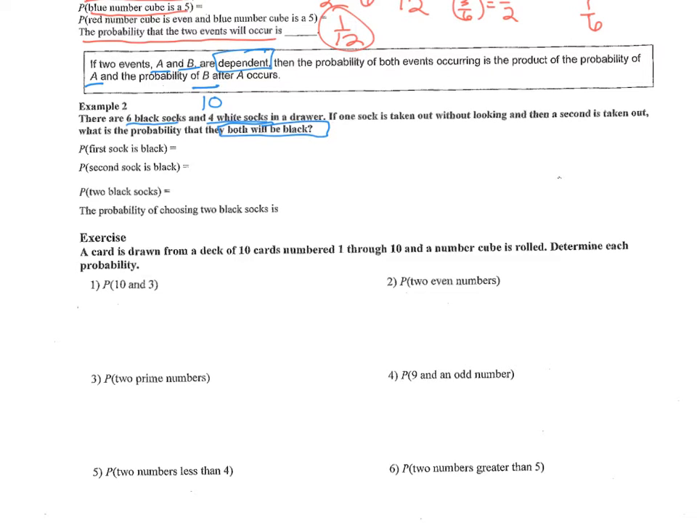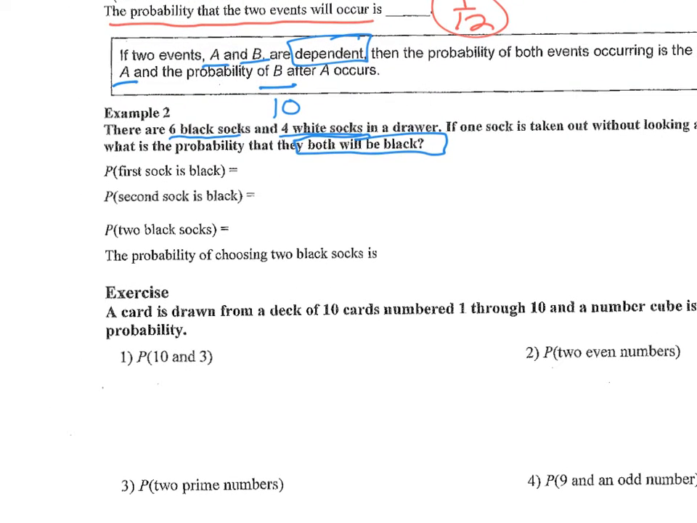Hold on. Just like we did on the first one, we're going to do this one at a time. Trey just said it. The very first probability, the first sock is black. There are 6 black socks and 10 total. So Trey was right, 6 over 10. Can we reduce that? Yes, 3 over 5. So the probability that the first sock would be black is 3 over 5.